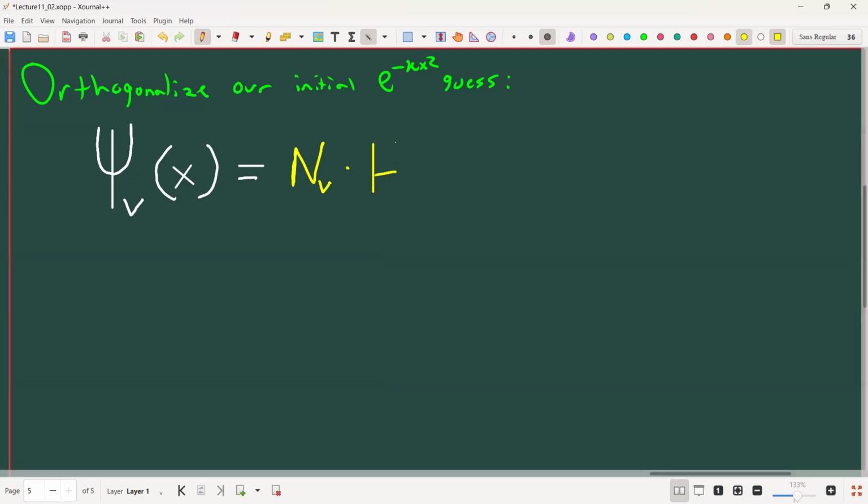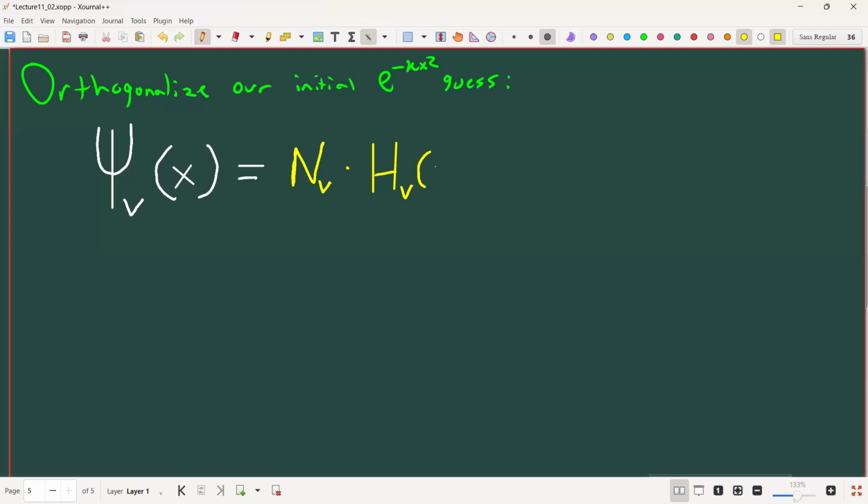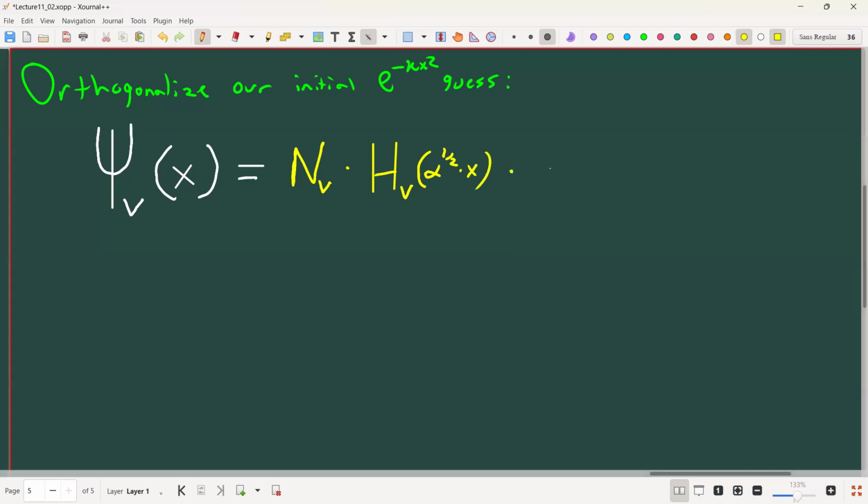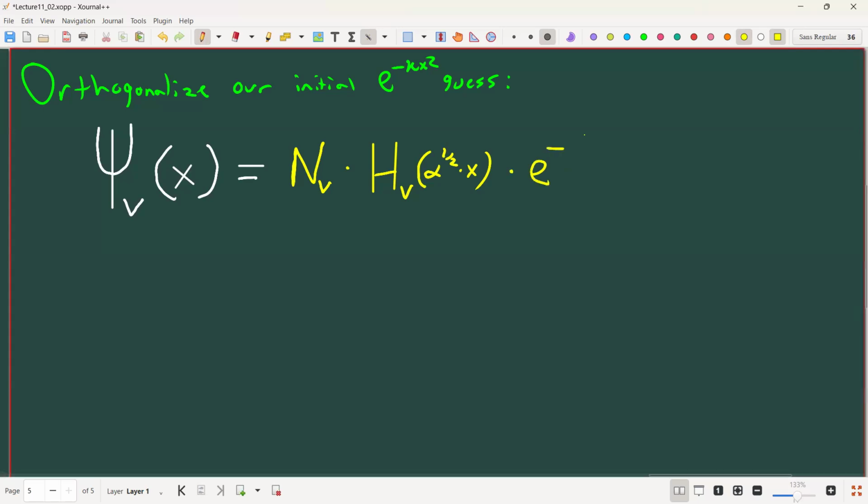We're going to multiply it by this special function called H sub v, which is a function of the square root of alpha times x, times e to the minus alpha x squared over 2. So there's our e to the minus alpha x squared over 2. This is our little Gaussian. I've changed the coefficients, so instead of k, it's just alpha over 2.